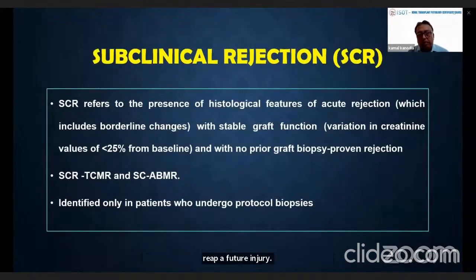Now coming to the main purpose of the protocol biopsy, which is subclinical rejection, known as SCR. SCR refers to the presence of histological features of acute rejection, which also includes borderline T-cell mediated rejection, with stable graft function. That means there is variation in creatinine value of less than 25% from baseline, with no prior biopsy-proven graft rejection. This SCR could be T-cell mediated rejection or antibody-mediated rejection. And these SCR rejections can be identified only through protocol biopsies.